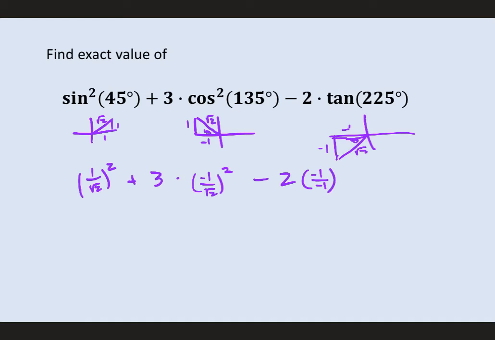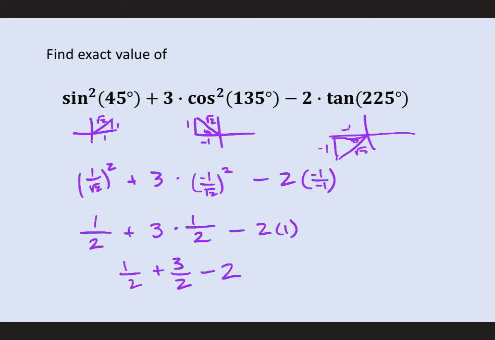All right, we can now square these things. 1 squared is 1. Root 2 squared is 2. Plus 3 times negative 1 squared is positive 1. Root 2 squared is 2. Minus 2 times negative 1 over negative 1, that's 2 times 1. So we have 1/2 plus 3 times 1/2 is 3/2. Minus 2 times 1 is 2.